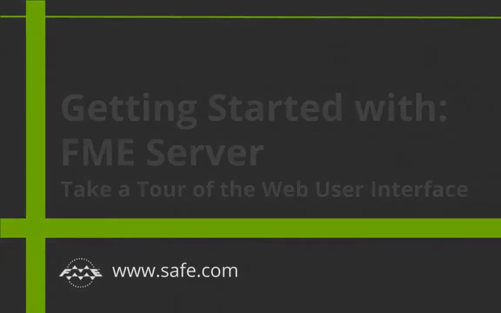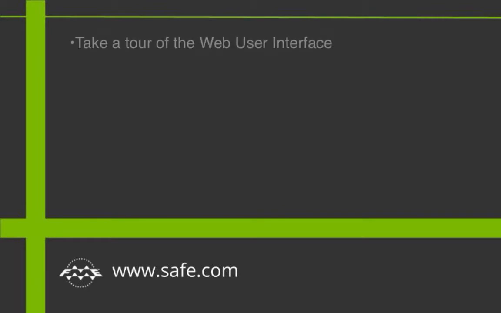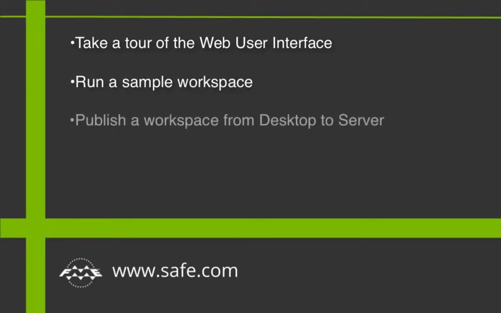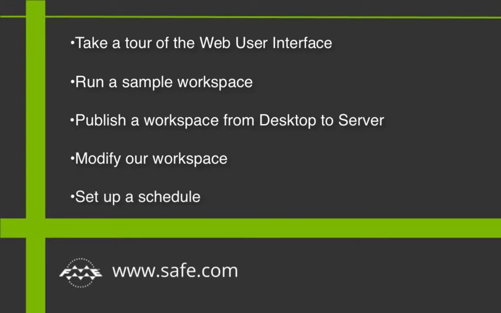In this four-part tutorial, we will cover some basics of FME Server. We will take a tour of the FME Server web user interface. We will run a sample workspace from the FME Server web user interface. We will publish our own workspace from FME Desktop to FME Server and then download the data. We will modify our workspace so that users can customize their data download. And finally, we will set up a schedule for when our workspace will run. Let's get started with FME Server.